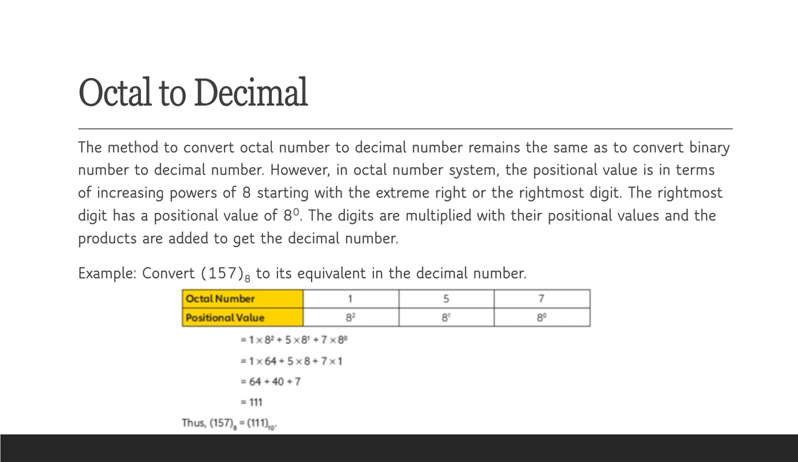Now first we will write the octal number and the corresponding positional value of it. Then we will multiply the octal digits with their positional values and then add up. So we will get 111. So thus 157 with base 8 is equal to 111 with base 10.